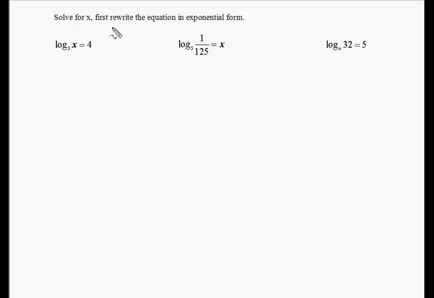Now let's use what we know about this definition of a log. Let me refresh your memory. B to the y equals x if and only if log base b of x is y. So using this information, let's try and solve for x. Rewrite this problem. We would have 3 to the power 4 equals x. And 3 times 3 times 3 times 3 is 81.